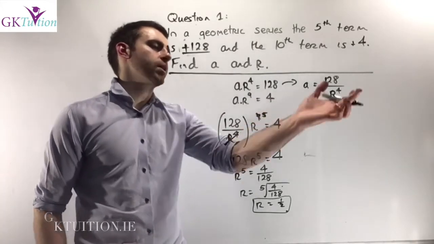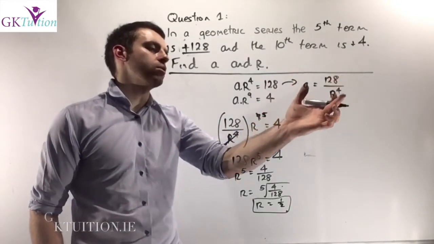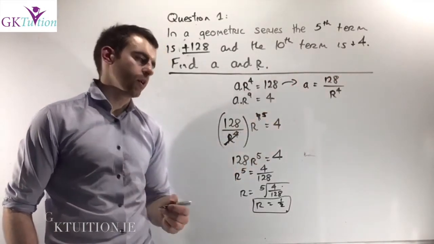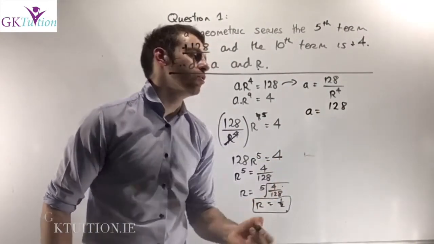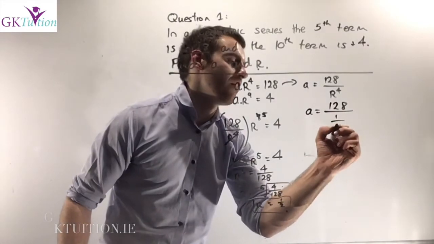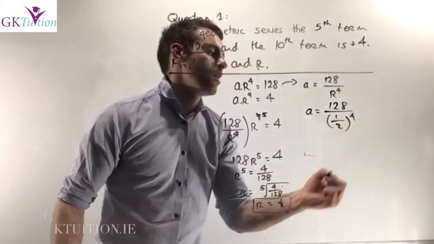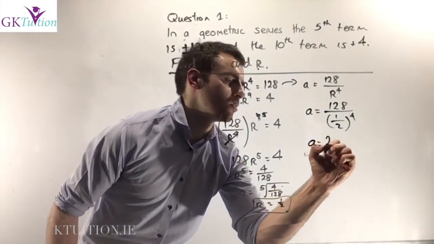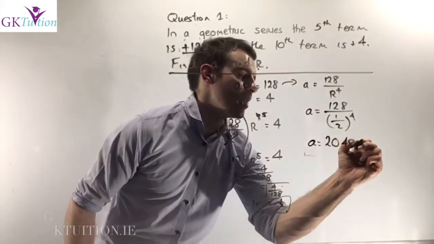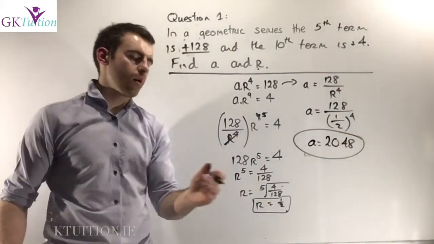I decided to sub into this. I know that a is 128 over r to the power of 4. So if r is a half, I can say that a is 128 over a half to the power of 4. If you plug that into your calculator, you'll work out that a must be equal to 2048. So now you know the first term, you know the common ratio.